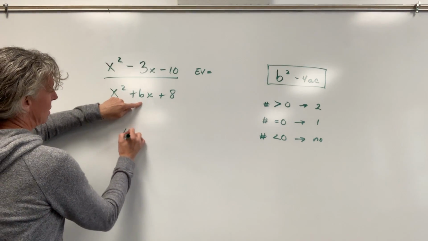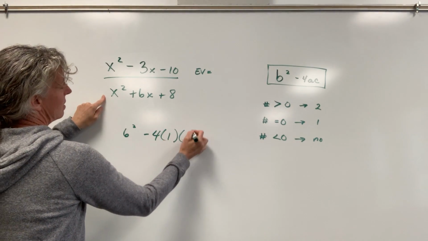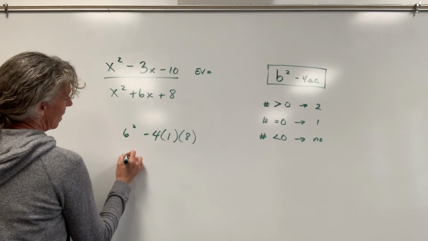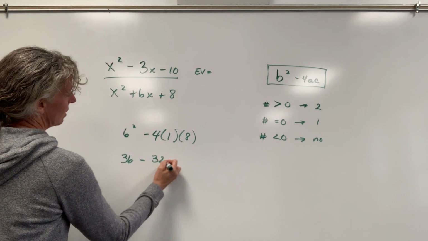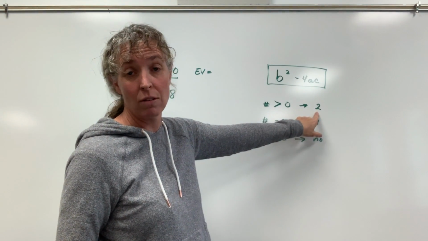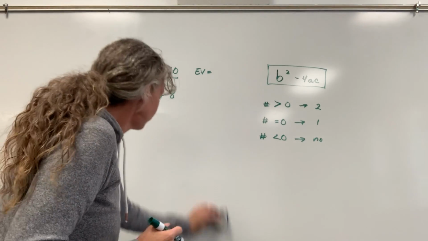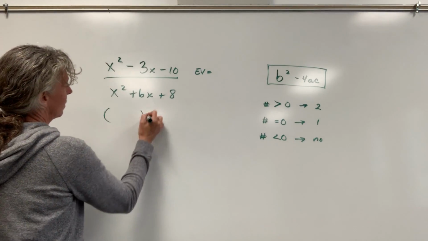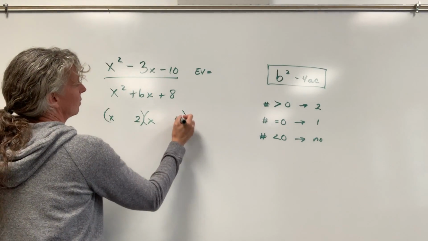B squared would be 6 squared, minus 4 times a times c. Well, that's 36 minus 32, that's going to be 4. And since that's bigger than 0, we are going to have excluded values. So we can go ahead and factor. All right, let's go ahead and factor here. You guys are getting pretty good at this. So I hear you already telling me it's 2 and 4.